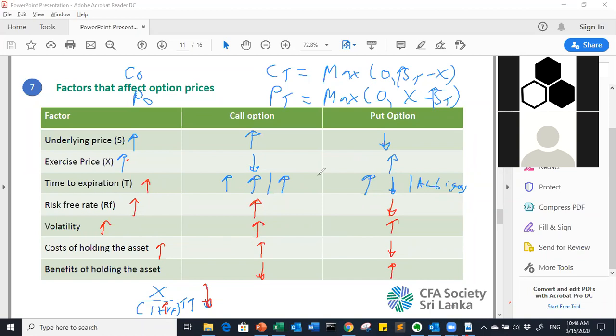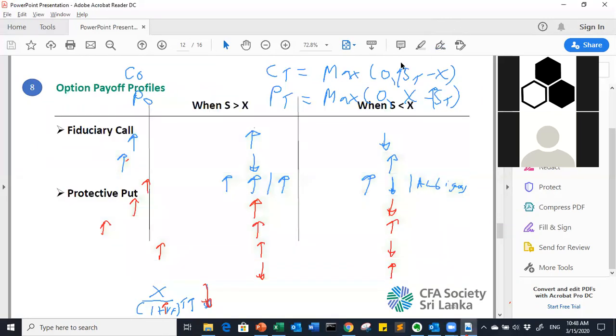Is that clear? Any questions on that? Okay, hope everyone's okay up to that point. Okay, now let me just erase everything.